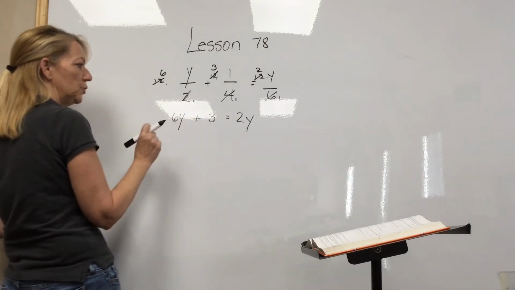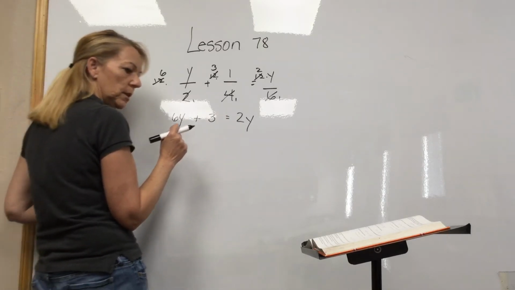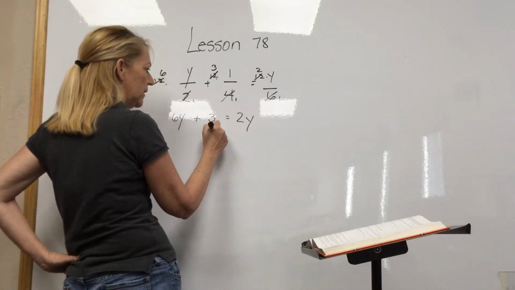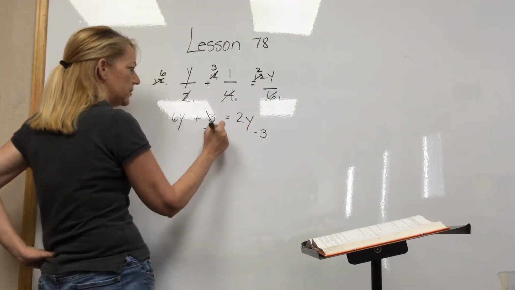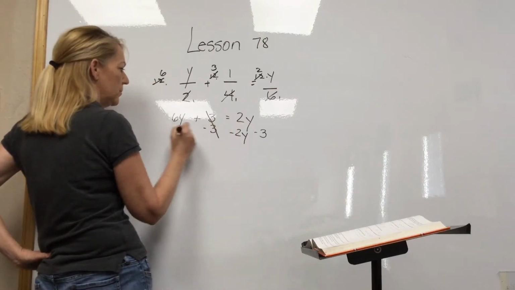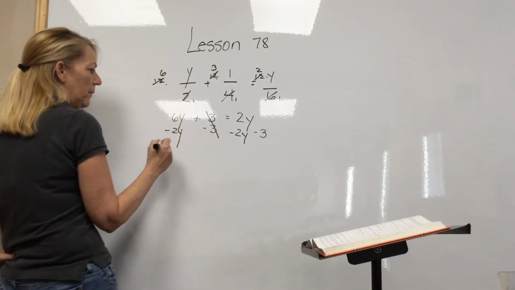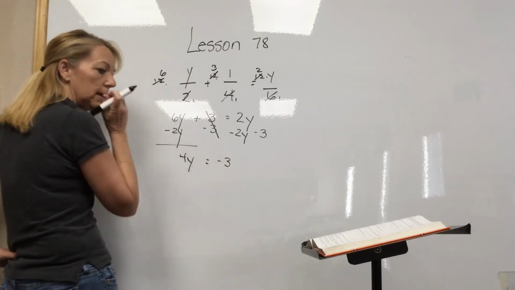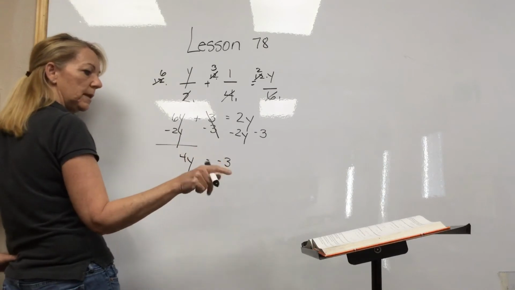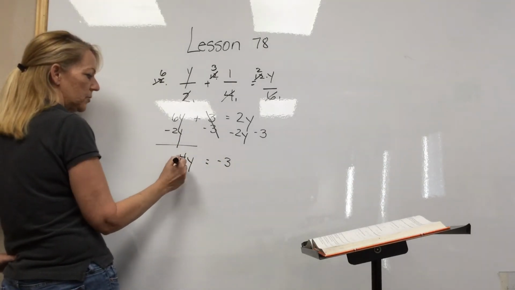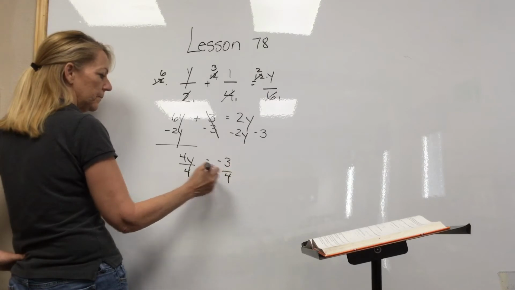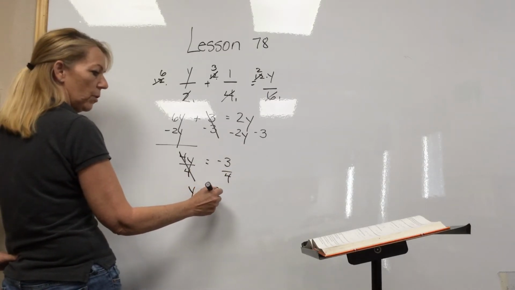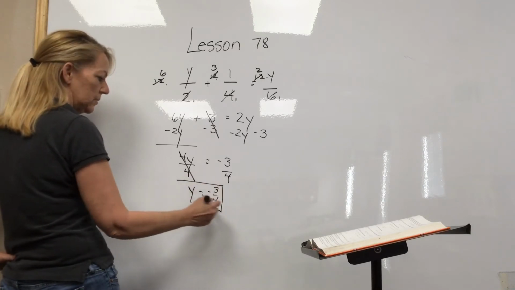So 6y plus 3 equals 2y. Now you just do your algebra. The way they did it was they brought the 2 over here and the 3 over there. So I'm going to subtract 3 from both sides. That cancels that out, and I'm going to subtract 2y from both sides. That would make 4y equals -3. Then we still have to isolate the variable, so I'm going to divide both sides by 4. Those 4's cancel out, so y equals -3/4, and that is your answer.